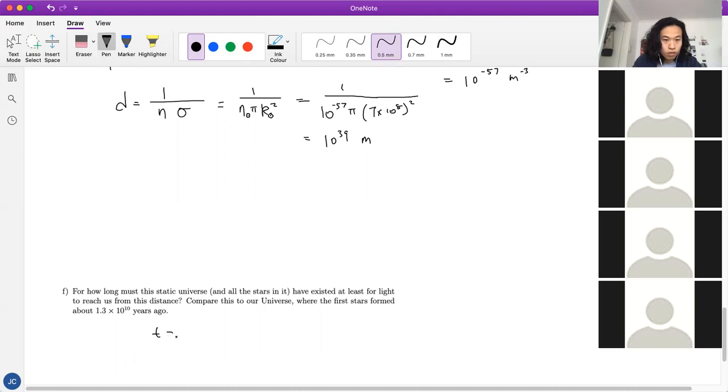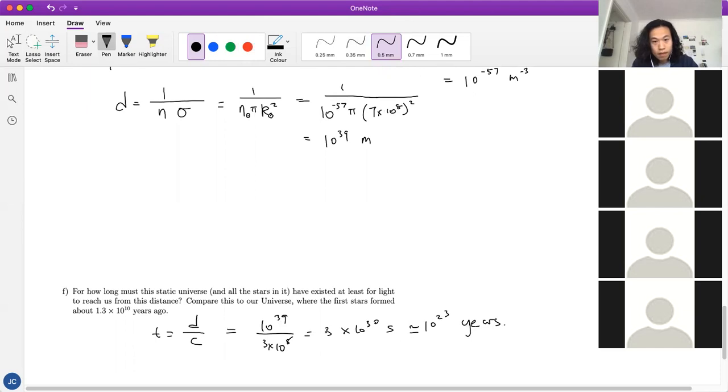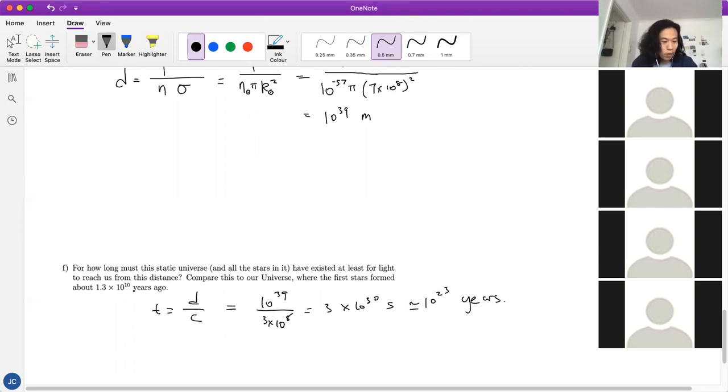So the time it travels is just the distance divided by the speed of light. So 10 to the 39 meters divided by 3 times 10 to the 8 meters per second. That's approximately 3 times 10 to the 30 seconds. And if you convert that to years, that's about 10 to the 23 years. So if we are living in that universe, then at this point, the entire sky should be entirely dark. So no light would have reached us.